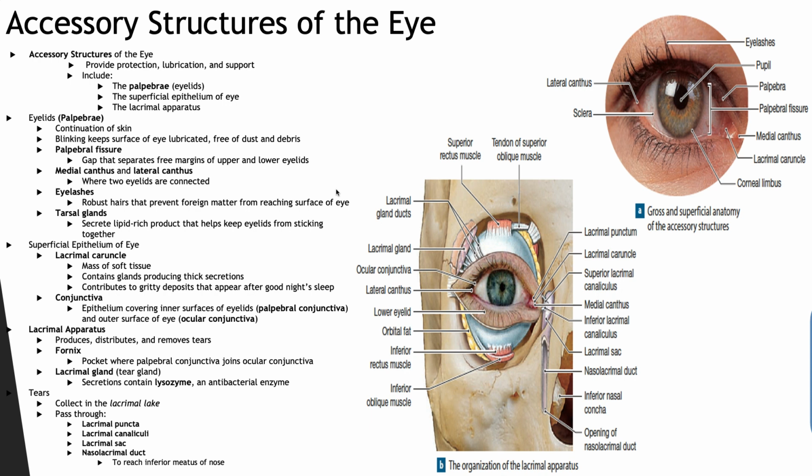So the accessory structures of the eye include the eyelids and the superficial epithelium of the eye, as well as the structures involved with production, secretion, and removal of tears. Eyelids and superficial epithelium of the eye. So the eyelids, or the palpebrae, are a continuation of the skin. Their continual blinking keeps the surface of the eye lubricated. They also act like windshield wipers, removing dust and debris. The eyelids can close firmly to protect the delicate surface of the eye.